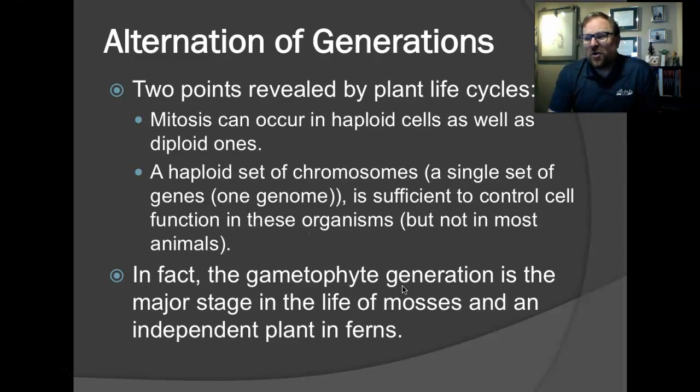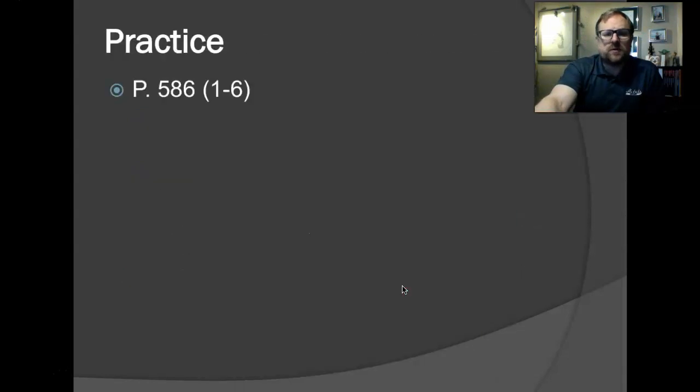This is where I would encourage you to have a look at the two alternation of generation videos on the Google Classroom and try to wrap your head around what's going on with this. Really, I think it's enough for you to know that there are some organisms out there that spend some of their life haploid, some of their life diploid, and that they alternate between that during the course of their life cycle. Okay, but do go and watch those videos.